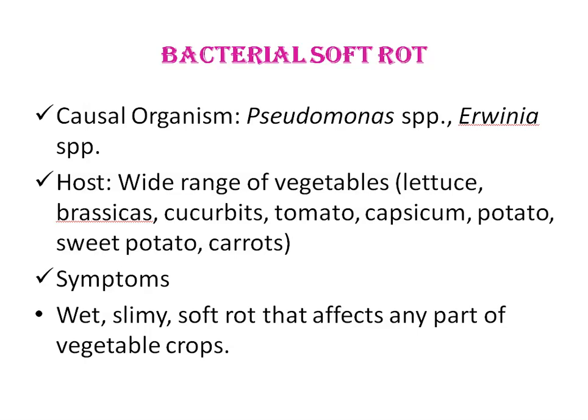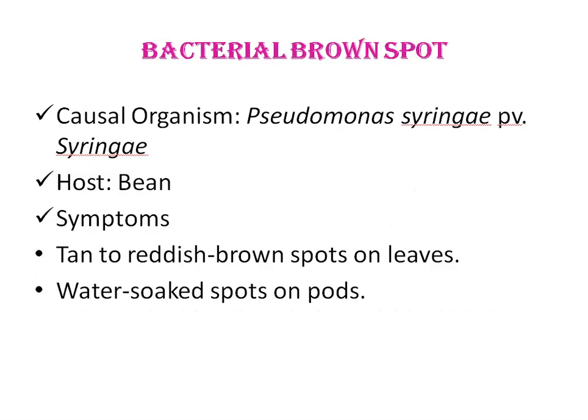Next disease is bacterial soft rot, and the causal organism of bacterial soft rot is Pseudomonas species and also Erwinia species. And host means a wide range of vegetables like lettuce, brassicas, cucurbits, tomato, capsicum, potato, sweet potato, and carrots. And symptoms include wet, slimy, soft rot that affects any part of vegetable crops, including heads, curds, edible roots, then stems and leaves.